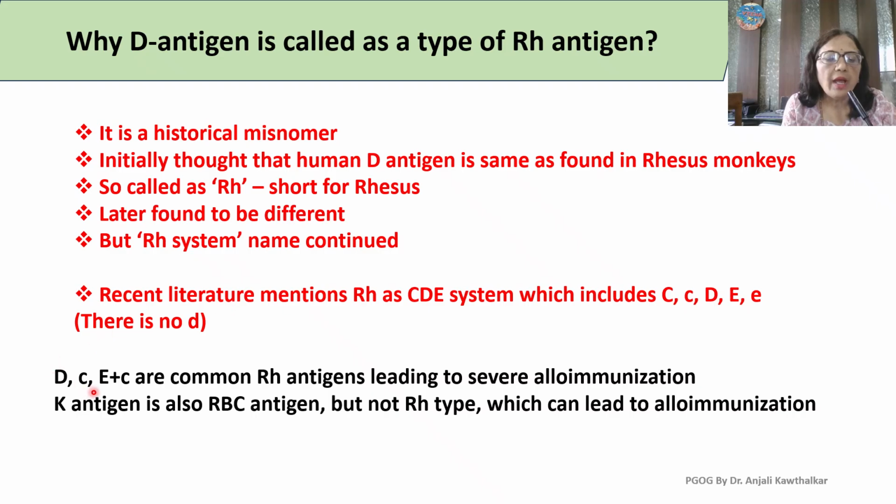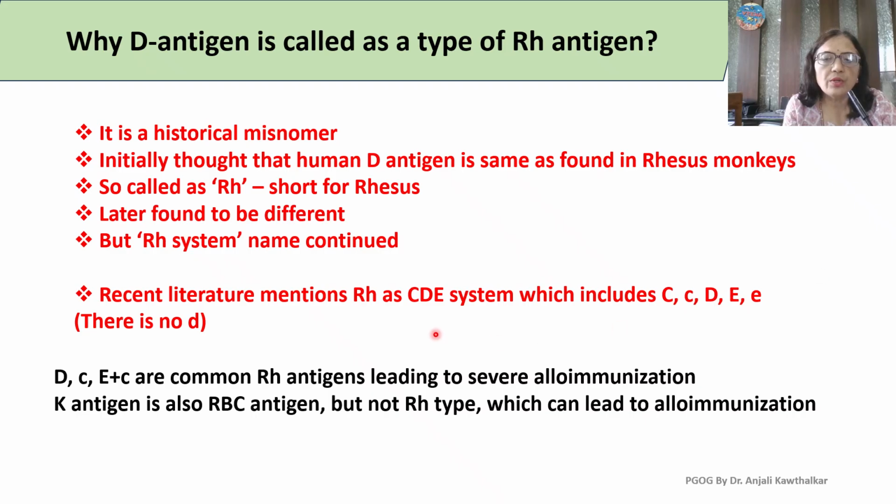D, C, and E plus C. That means whenever there are antibodies against E as well as C, these are the common Rh antigens leading to severe alloimmunization. K antigen is also a red blood cell antigen, but it is not a Rh type. And this K antigen also is one of the important causes for severe alloimmunization. It can also lead to alloimmunization.